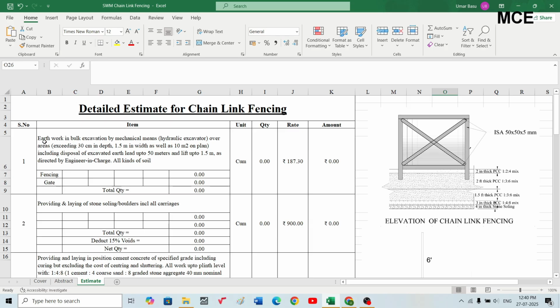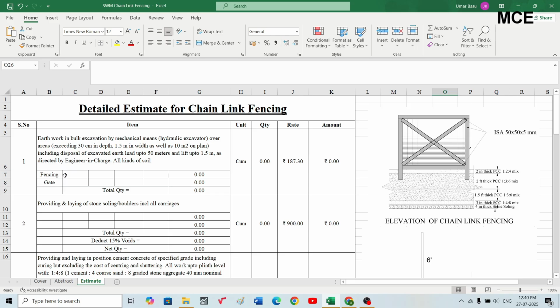So the first item which I require for the estimate is earthwork in bulk excavation by mechanical means using the hydraulic excavator. This is the first item because you have to first do the excavation of the earth. Depending upon your site, whether it is a plain soil or rocky boulder. So here I am assuming a plain soil. So the first item is earthwork in bulk excavation.